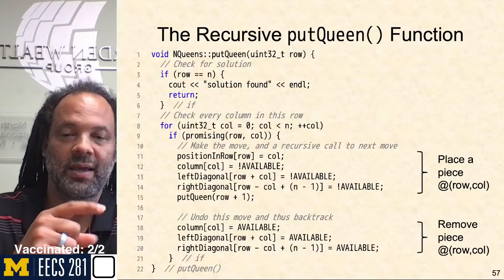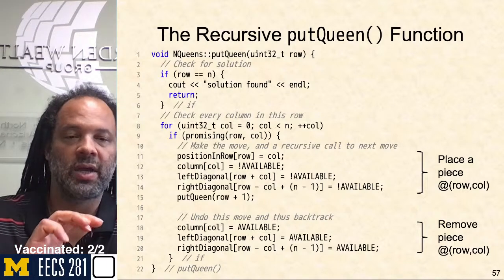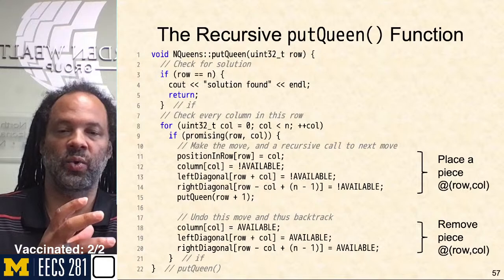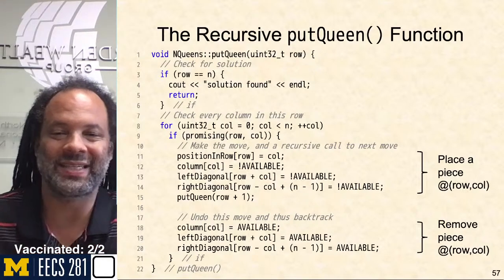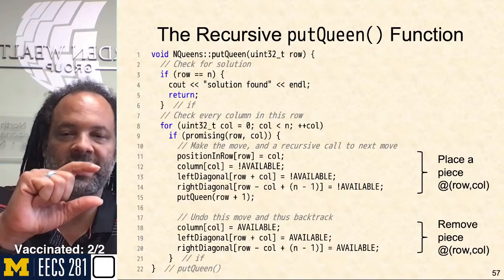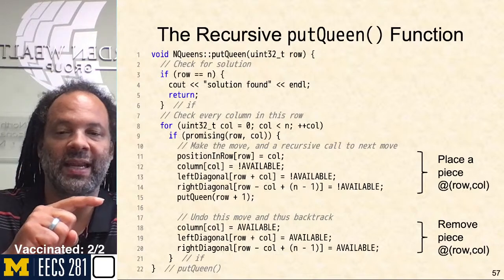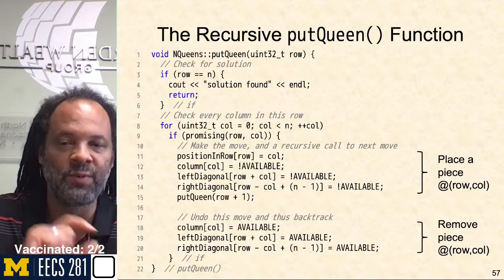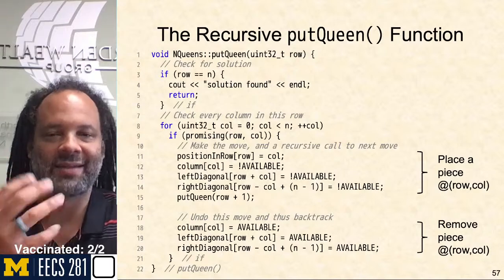After I do this check, the remaining 3 lines here just completely undo what lines 12 through 14 did. We place a piece in this row and column, check to see if we can extend the solution there, and then we remove the piece from that row and column. That's the way that it works.